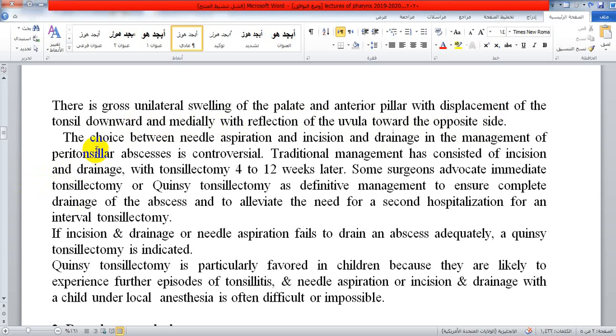Regarding the treatment, the choice between needle aspiration and incision and drainage in the management of peritonsillar abscesses is controversial. Traditional management has consisted of incision and drainage with tonsillectomy 4 to 12 weeks later. Some surgeons advocate immediate tonsillectomy or quinsy tonsillectomy as definitive management to ensure complete drainage of the abscess and to alleviate the need for a second hospitalization for an interval tonsillectomy.